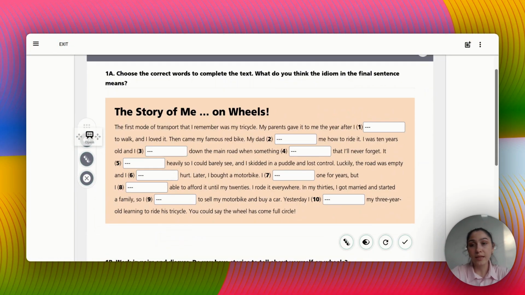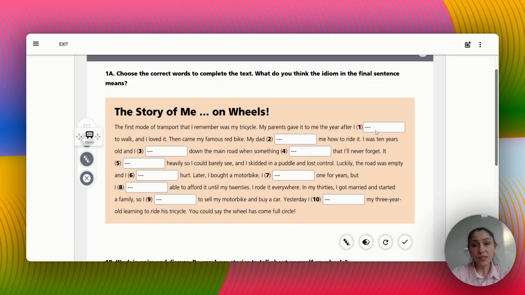Our first exercise, 1A. Here we need to choose the correct words to complete the text. The story of me on wheels. The first mode of transport that I remember was my tricycle. My parents gave it to me the year after, and we have some options here. In this exercise, we need to fill these blanks with the correct tense. We are given two options, and we need to choose from these two, as you can see, guys.